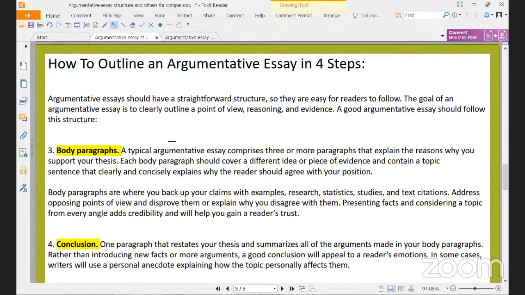Body paragraphs. A typical argumentative essay comprises 3 or more paragraphs that explain the reason why you support your thesis. Each body paragraph should cover a different idea or piece of evidence and contain a topic sentence that clearly and concisely explains why the reader should agree with your position. Okay, continue, please.